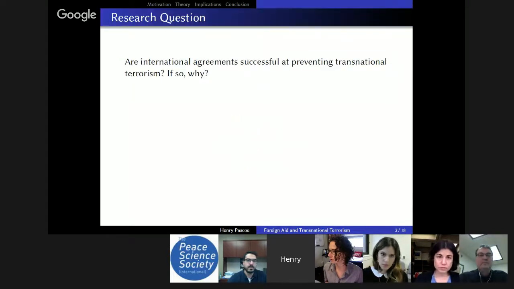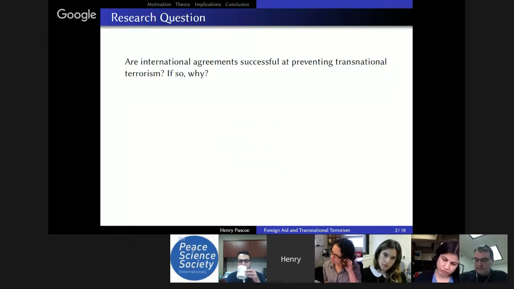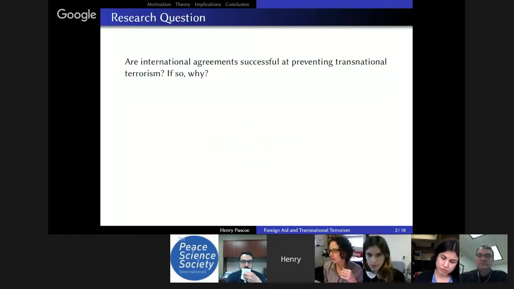And this raises the research question I'll talk about today, which is, are international agreements successful at preventing transnational terrorism? And if so, why? Because these agreements could just be scraps of paper, and haven state governments may have incentives to shirk on keeping their nationals from attacking other states with no formal threat of punishment to deter them from doing so.